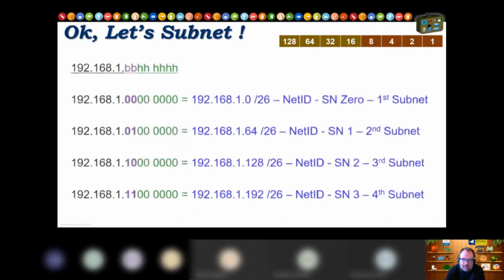So think about it when you're subnetting. Just do all the subnets as network IDs, and then the host ranges have to fit in the gaps.